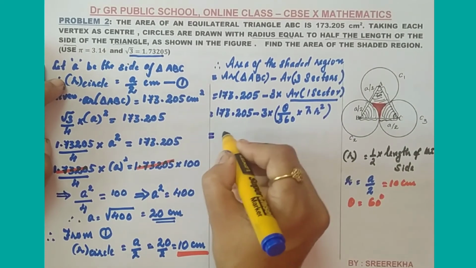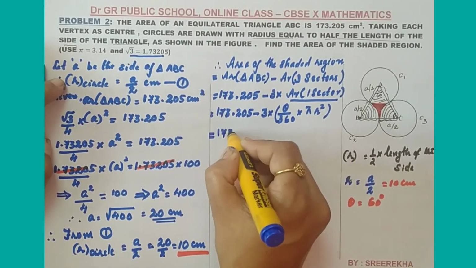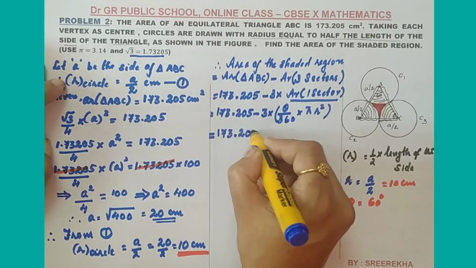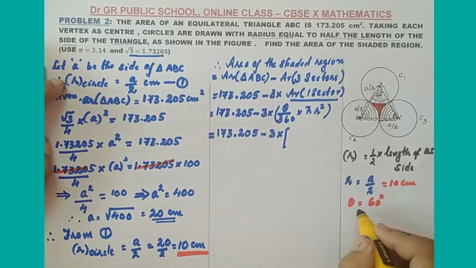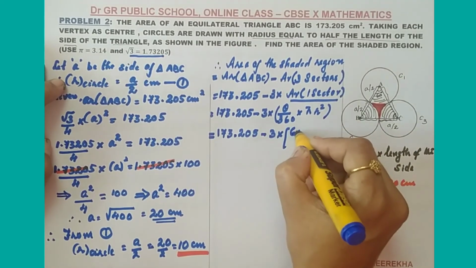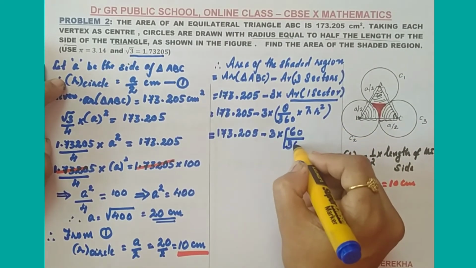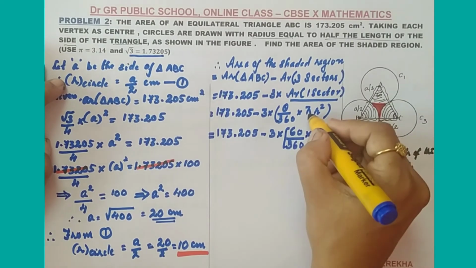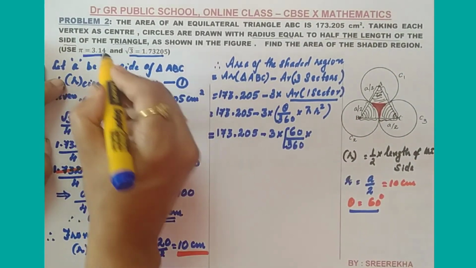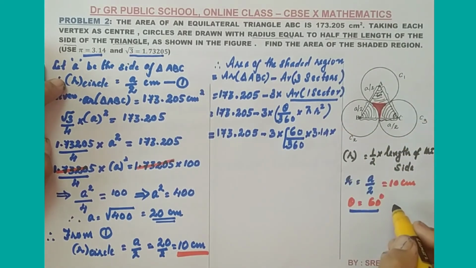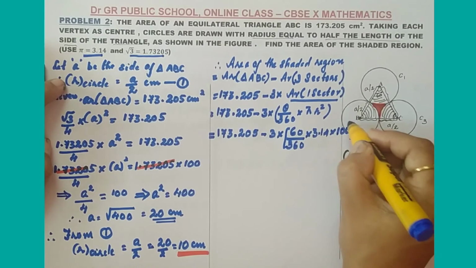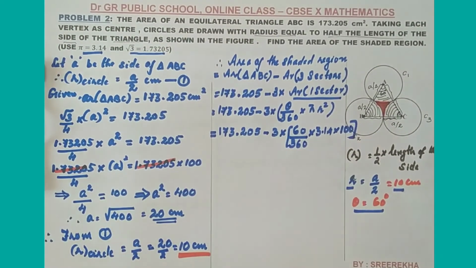Substituting again, equals 173.205 minus 3 into, what is the value of theta in the question? 60 by 360 into. The value of pi is not 22 by 7, it is 3.14 into the radius r square. Radius r equals 10, so r square is 100. So do the simplifications very carefully.